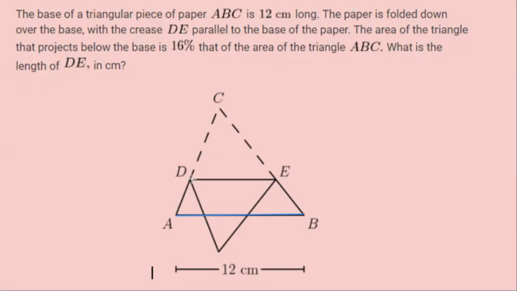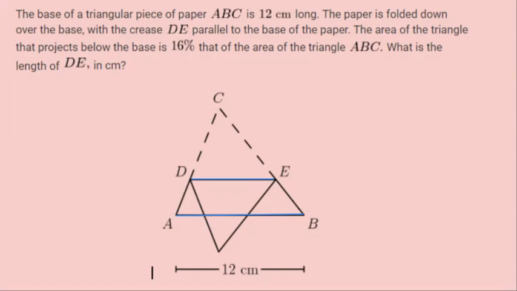Okay, so we are told that this is our DE that we are actually using to fold it. So this triangle CDE is folding, it's just symmetric. You are just taking this DE as the line of symmetry and then taking this triangle and making the reflection. Okay. So the area of the triangle that projects below the base is 16%.